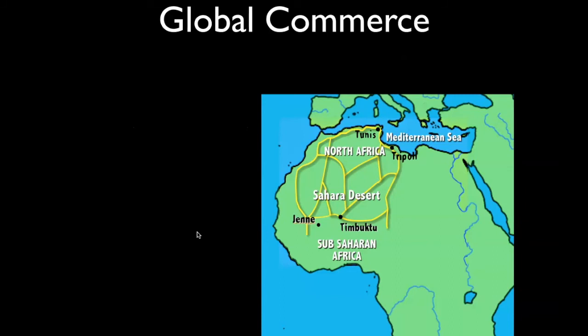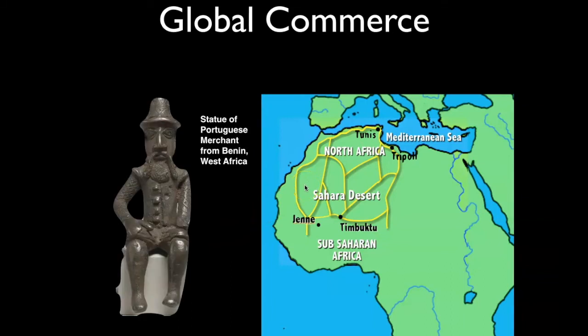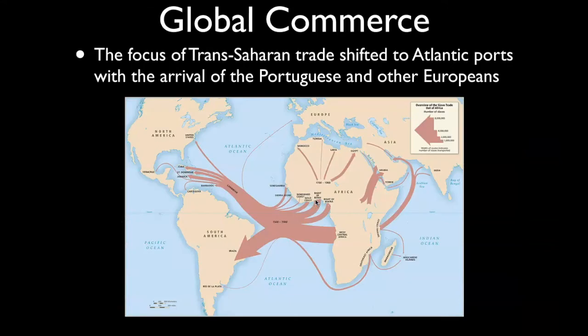In terms of the trans-Saharan trade network, the major transformation in West Africa is, again, the arrival of European merchants, starting with the Portuguese on the west coast of Africa. And how is that going to impact this inland network? The focus of trans-Saharan trade begins to shift more towards the coast, to those Atlantic ports, with the arrival of the Portuguese and then later the Dutch, the British.